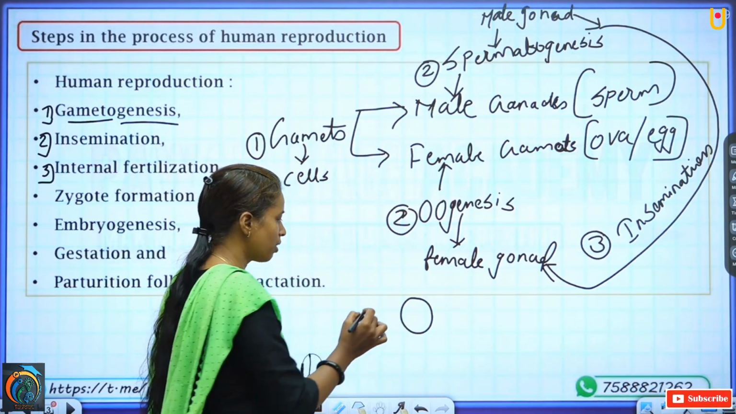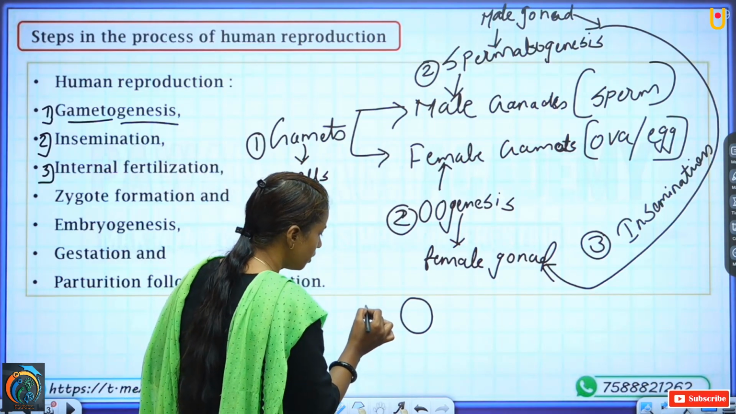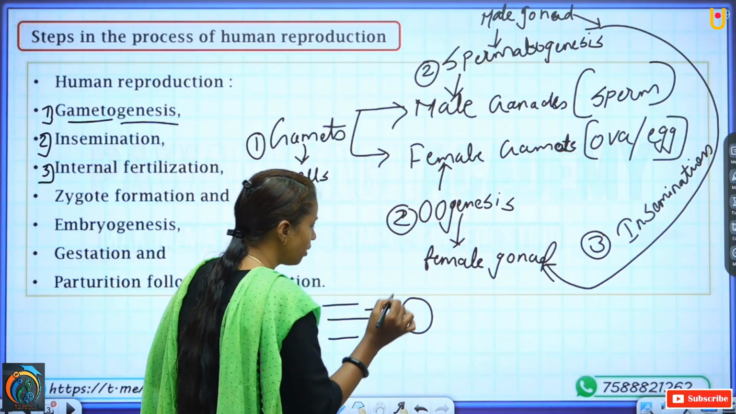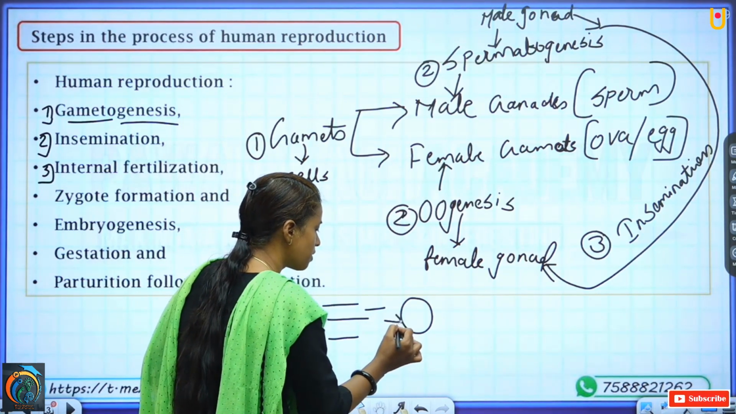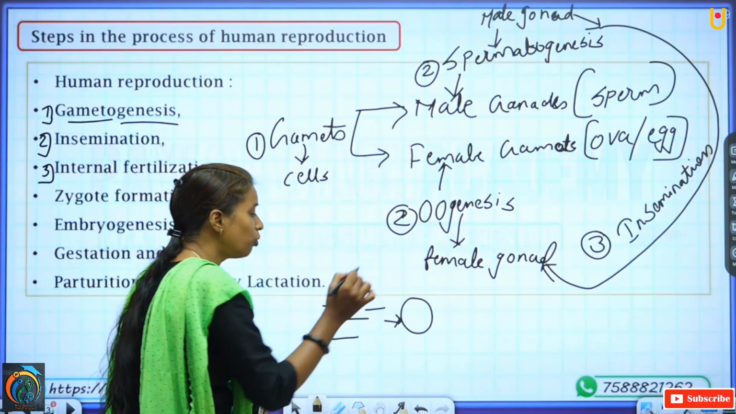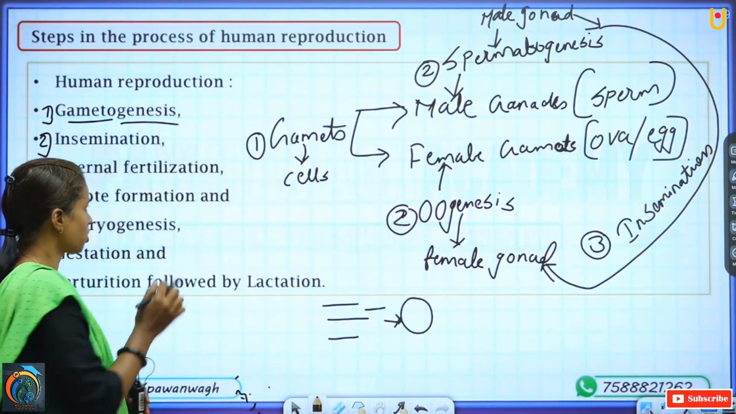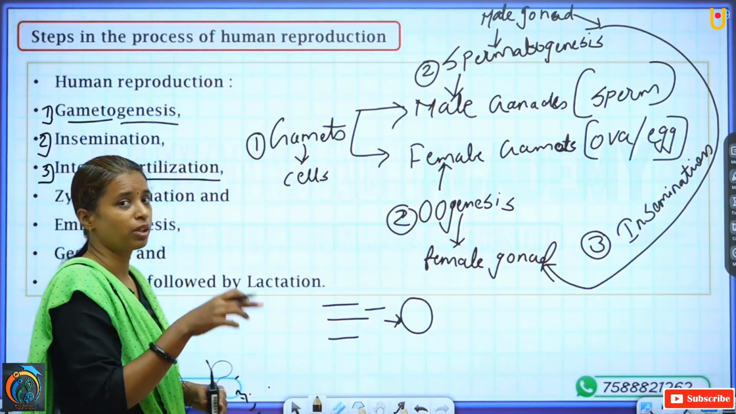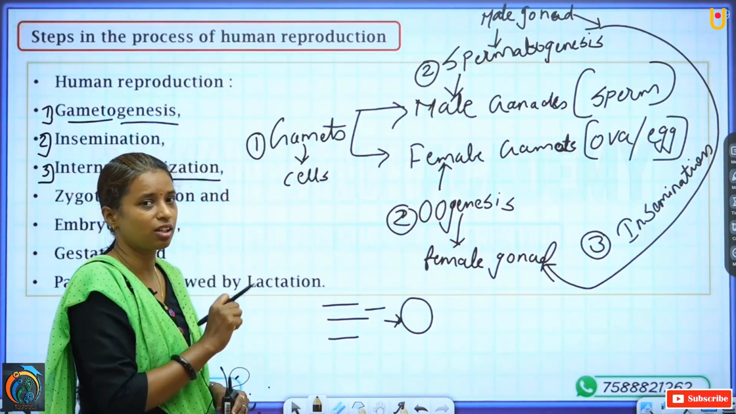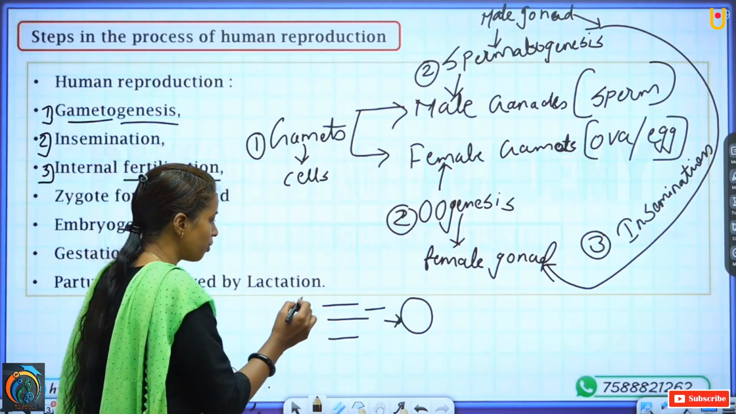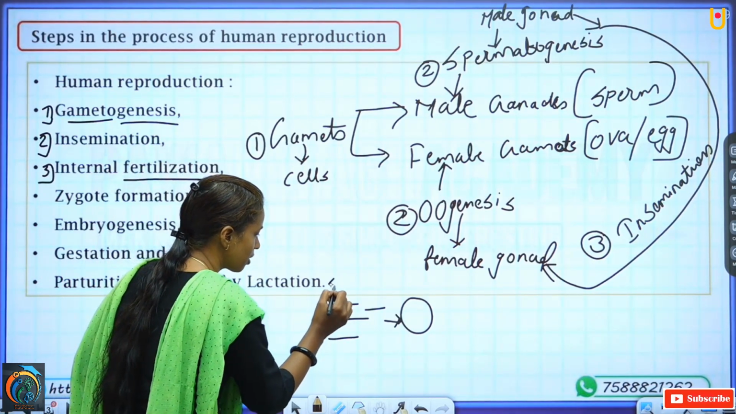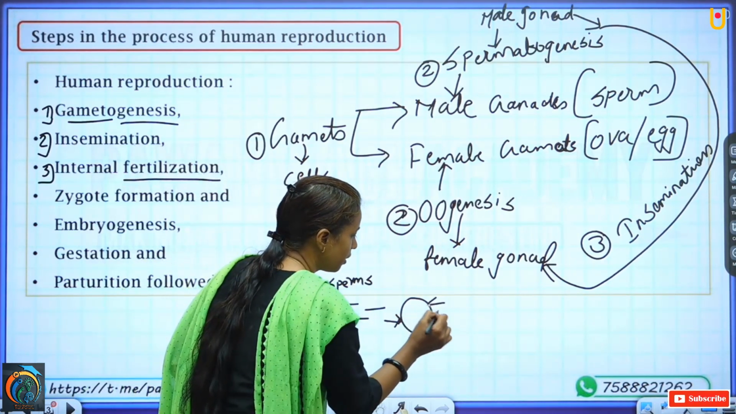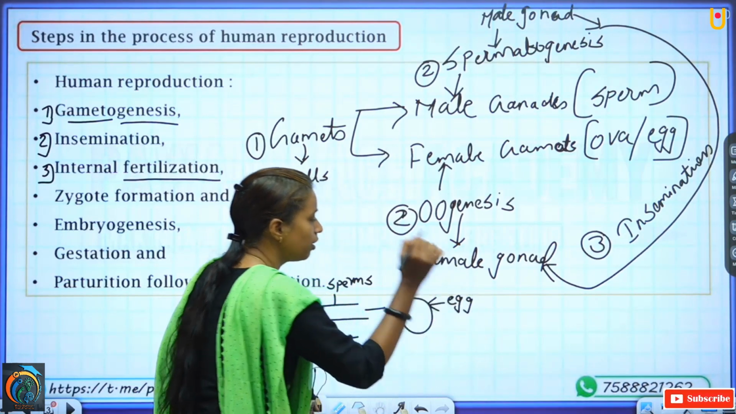The egg is present, and millions of sperms travel, and one of them fertilizes the egg. Now what is the process of fertilization? At which stage can we say that fertilization has taken place? See here, these are the sperms and this is an egg.